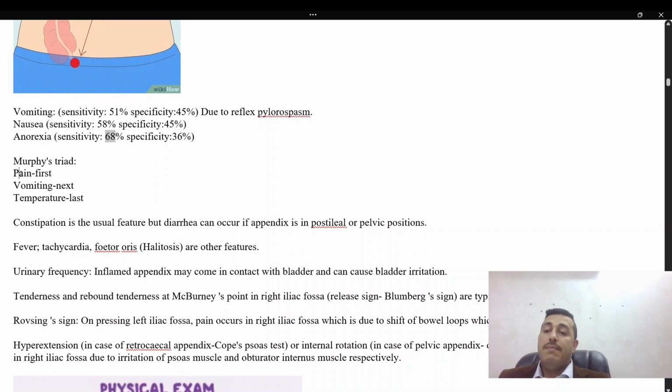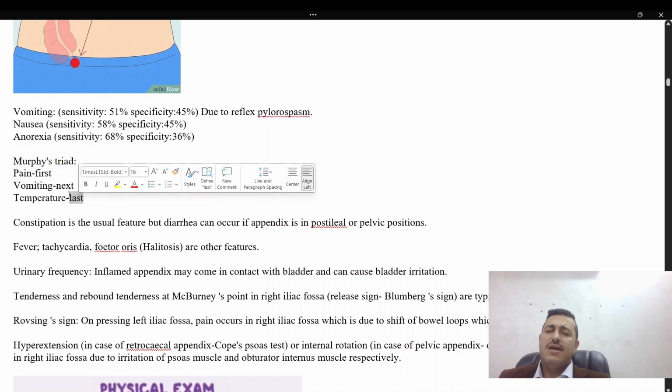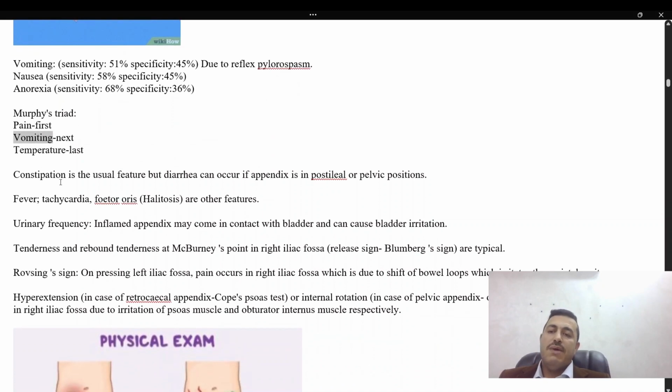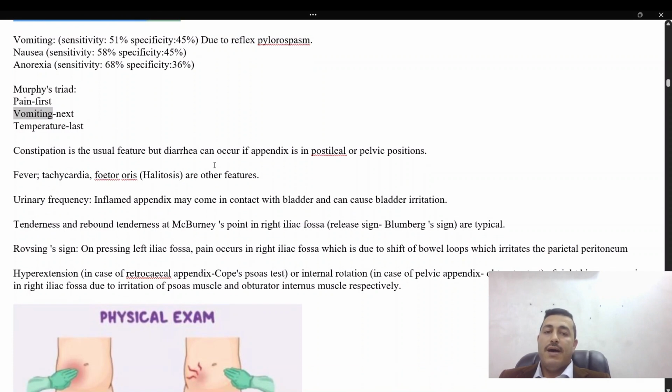Pain comes first, vomiting next, temperature last. This actually differentiates it from gastroenteritis, where vomiting comes first. Constipation, yes, maybe constipation, and sometimes maybe diarrhea. It's due to, especially if the appendix is in the pelvic location, posterior location. Tachycardia, halitosis is a feature.